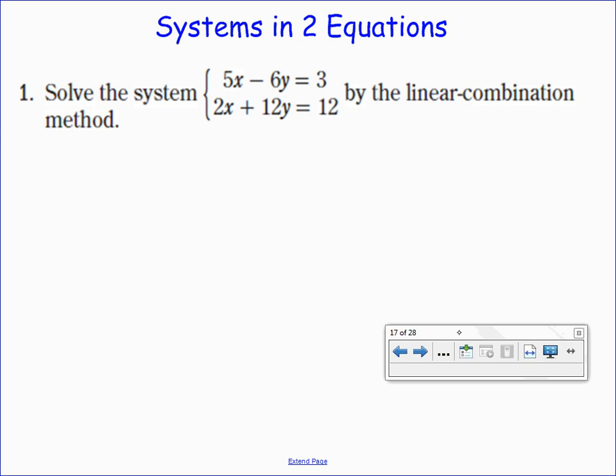Go ahead and tell your partner which equation could be multiplied by some number so that exact opposites are created. Go ahead and quietly decide with your partner a plan of attack. How could you create exact opposites in one of the variables? Be ready to share when I call on you.